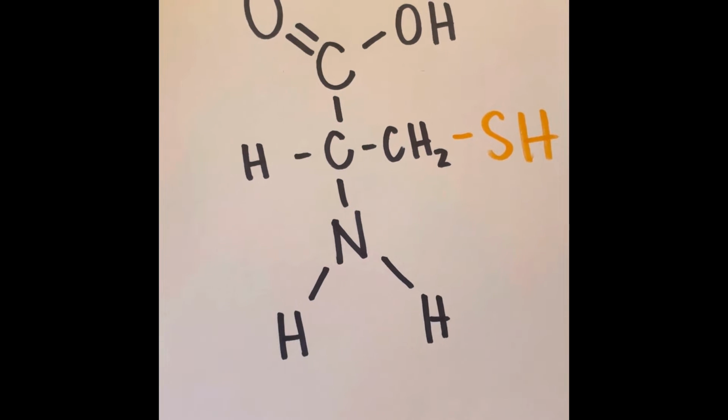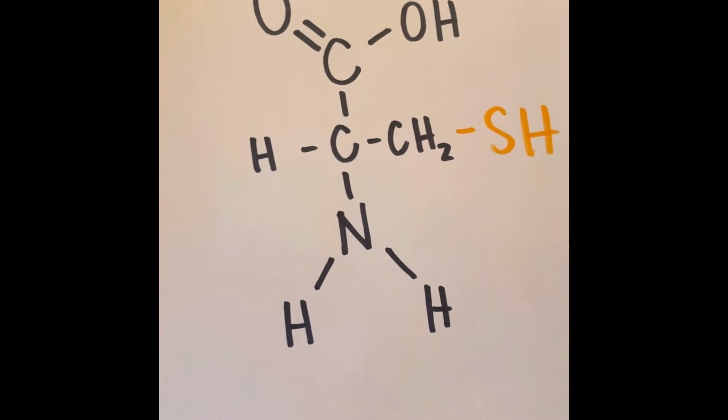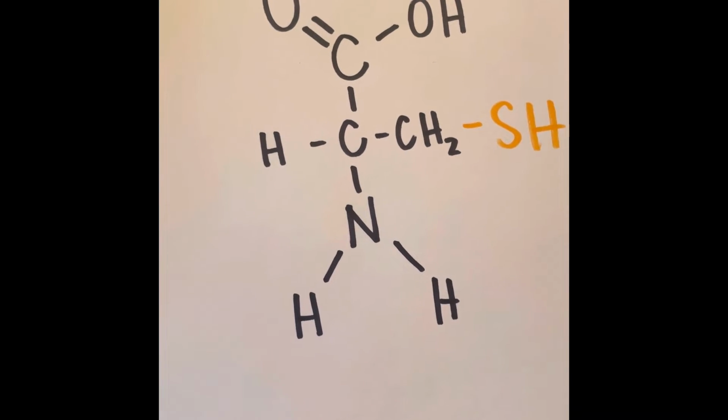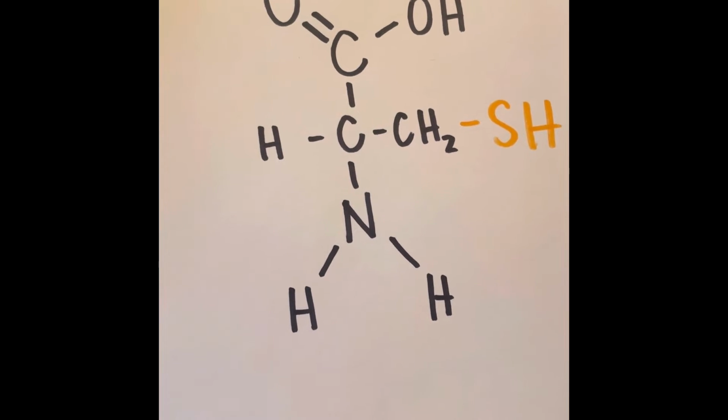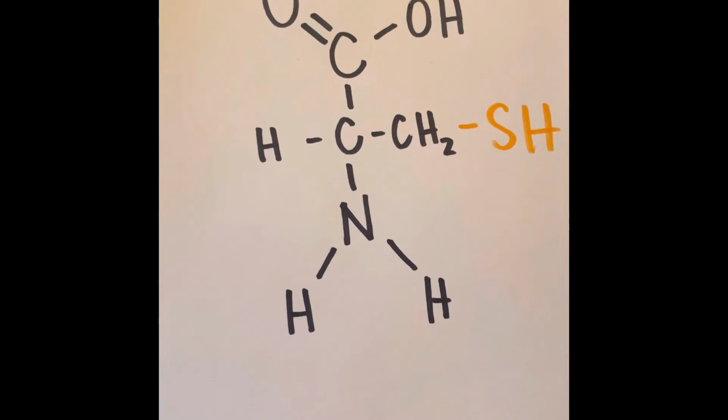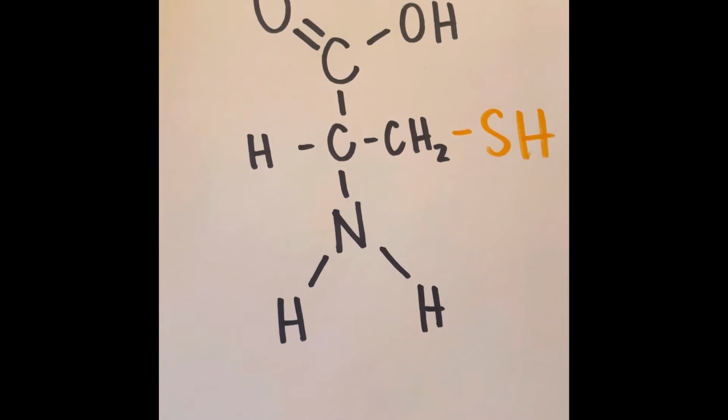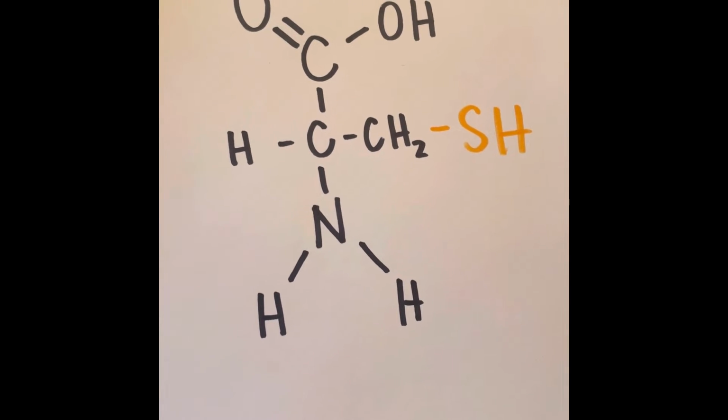The sulfhydryl group consists of a sulfur atom bonded to an atom of hydrogen. Here in the picture, you'll see cysteine, which is an important sulfur-containing amino acid. Sulfhydryls help stabilize protein structures.